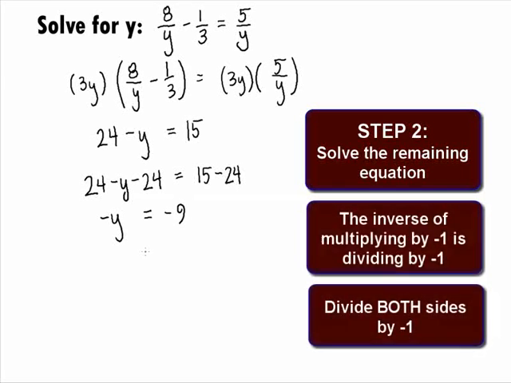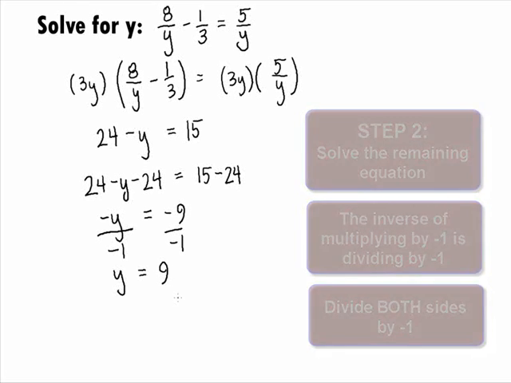The inverse of multiplying times negative 1 is dividing by negative 1. So when we divide by negative 1 on both sides, we get a negative y divided by negative 1 equals a negative 9 divided by negative 1. This will lead us to y equals 9.